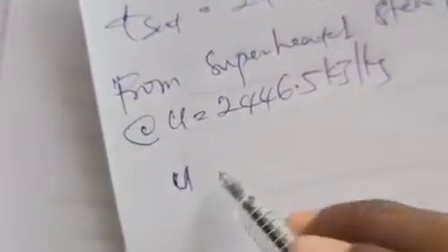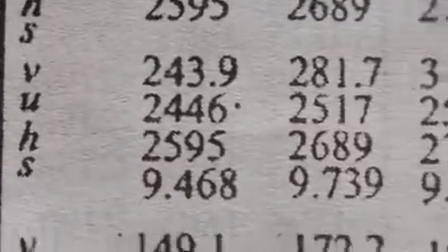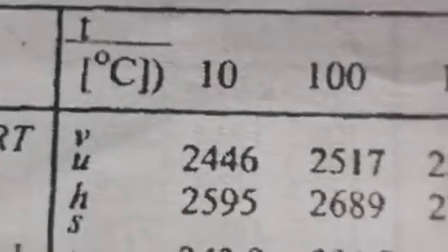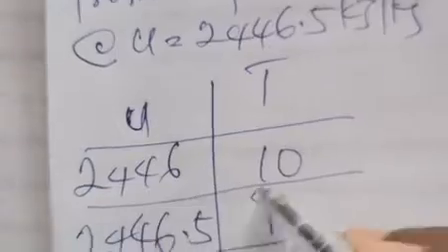Given the internal energies we've obtained so far, let's bring it out. We have 2446, and we are looking for 2446.5, so it lies between 2446 and 2517, and the temperatures are simply 10 and 100. So 2517. Temperatures are giving us this is 10 degrees. This is what we're looking for, T superheated, and this is giving us 100 degrees.